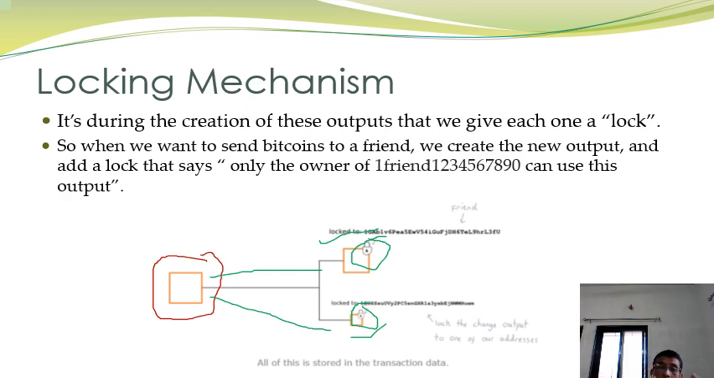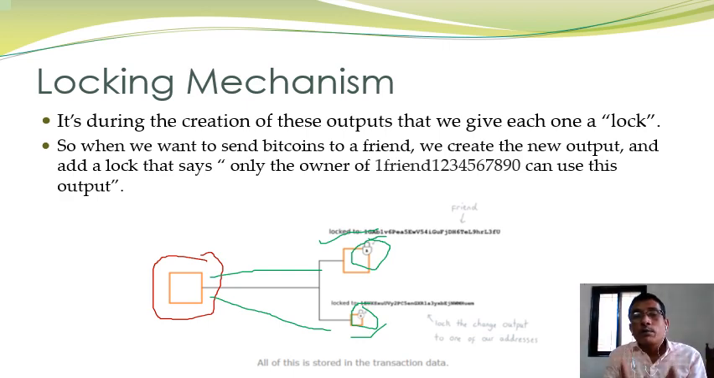So when we send these outputs to the next transaction, we have to send two types of things, the locking script and the unlocking script. The next node, the address to which we send these bitcoins, requires an unlocking script. Without the unlocking script, that node cannot spend the outputs. That node cannot use the outputs as inputs for another transaction. So this is the concept.